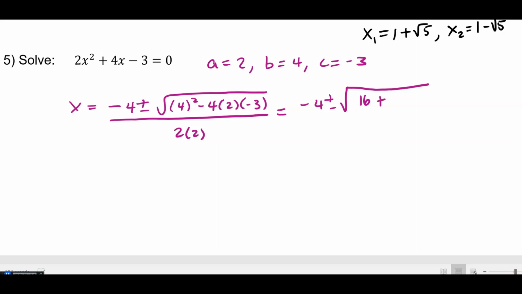Plus, and what would be the number that goes after the plus? 24. So if you said 24, you are correct, divided by 4. So now you have -4 plus or minus the square root of 40 over 4. So I would challenge you to simplify this by first simplifying that radical and then simplifying that entire expression.